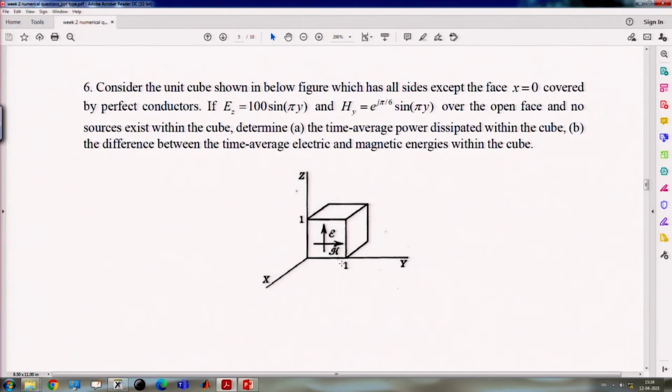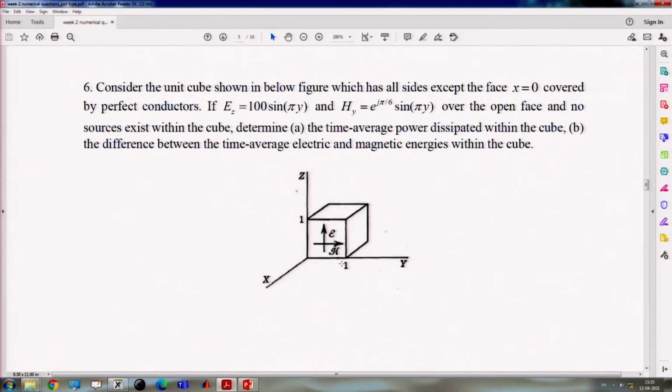If Ez is equal to 100 sin pi y and Hy is equal to e to the power j pi by 6 sin pi y over the open face, meaning Ez and Hy are kept at the interface x equal to 0, and no source exists within the cube, determine the time average power dissipated within the cube. That is the first part. Next is the difference between time average electric and magnetic energies within the cube.